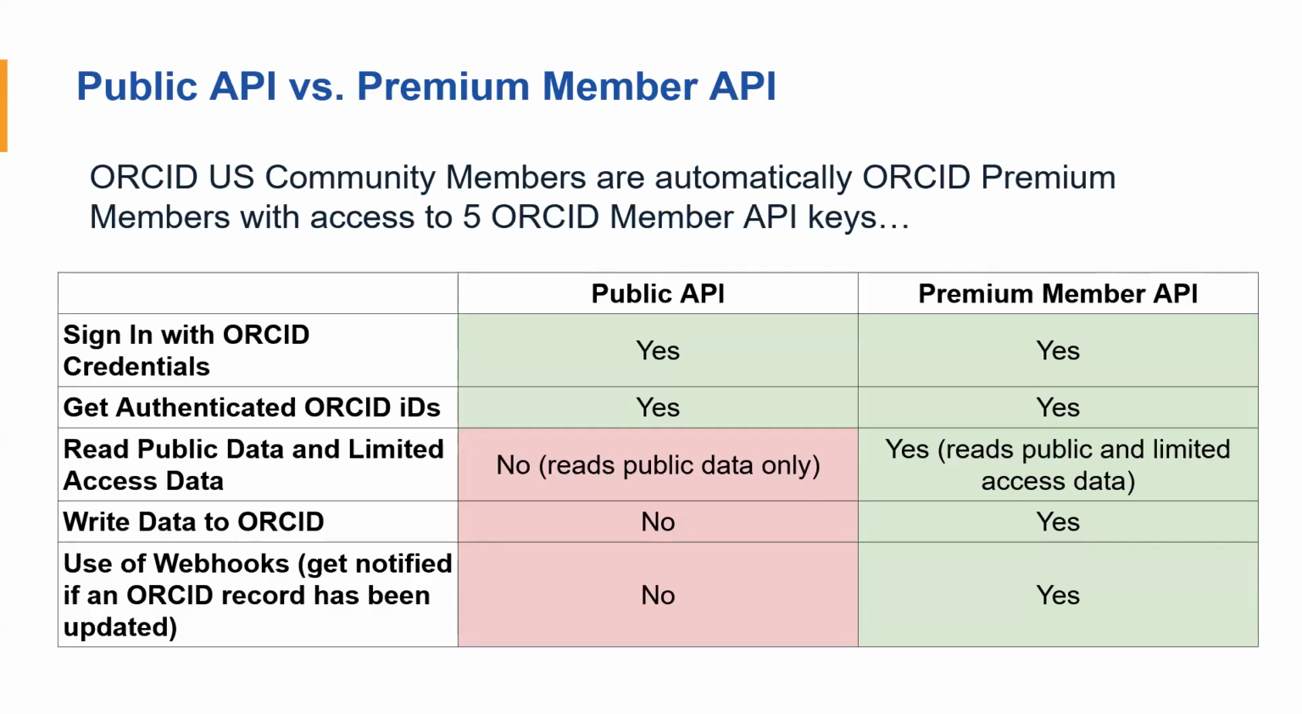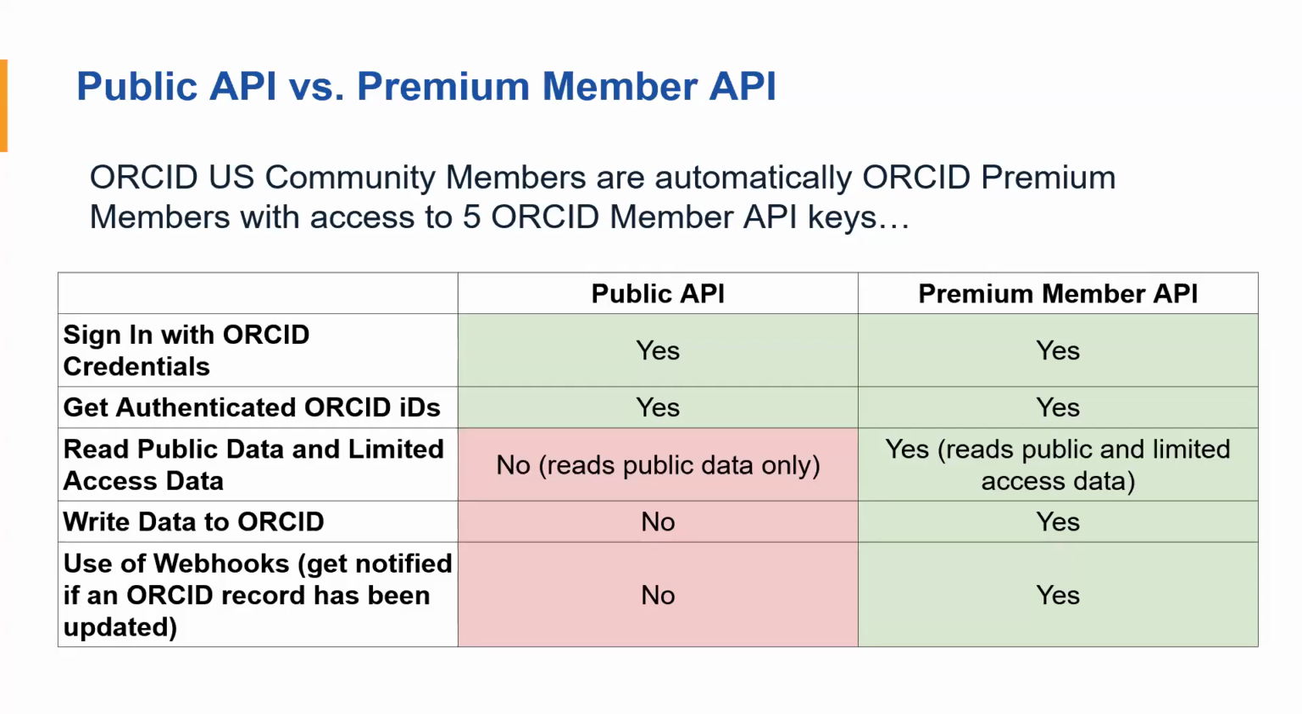ORCID provides both a public API, which translates to a free API key, and a member API key available to all member organizations of ORCID. As a member of the ORCID US community, you are automatically an ORCID Premium member with access to 5 ORCID member API keys that you can use with your systems to connect with ORCID. In this table, we can see the differences between functionalities available with the public API and the Premium Member API available to ORCID US community member organizations.